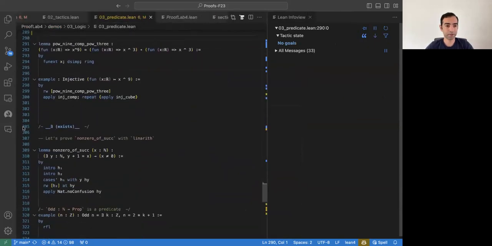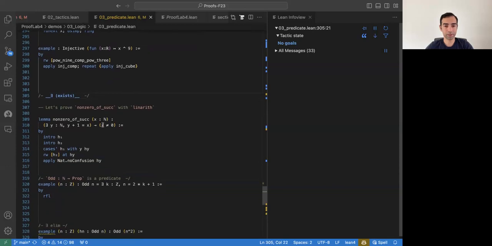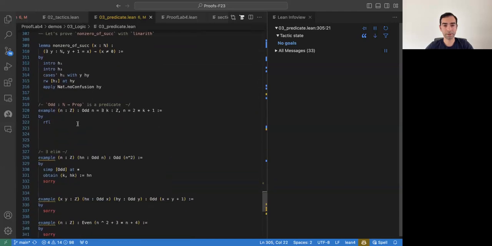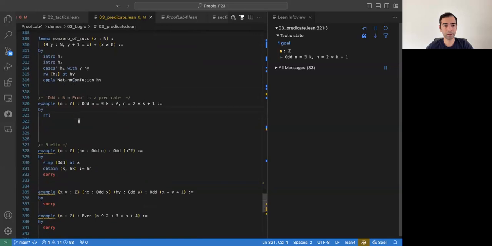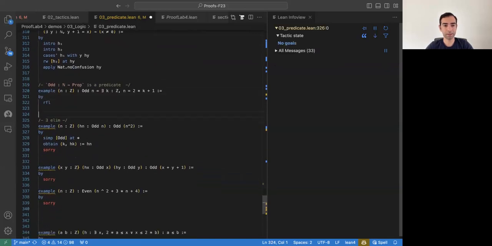From line 305, there is a section called exist. Here, essentially, we are trying to prove some existential statements, right? There are a bunch of examples here. Let's try to solve them to get started with existentials.